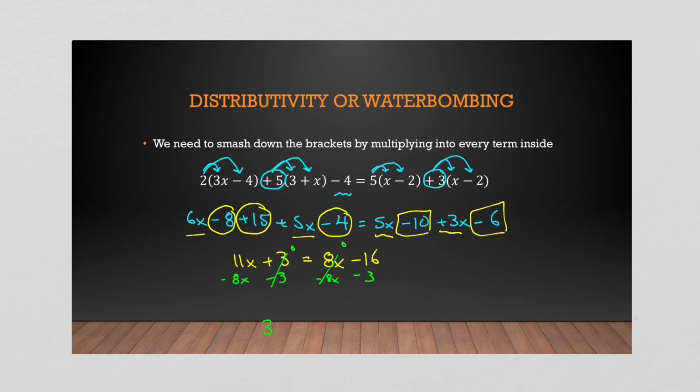And now I get 3x equals negative 19. Divide both sides by 3, x equals negative 19 over 3. So we're dividing by 3, dividing by 3. So same thing, it's just we're going up our staircase. We're adding more steps to the question.